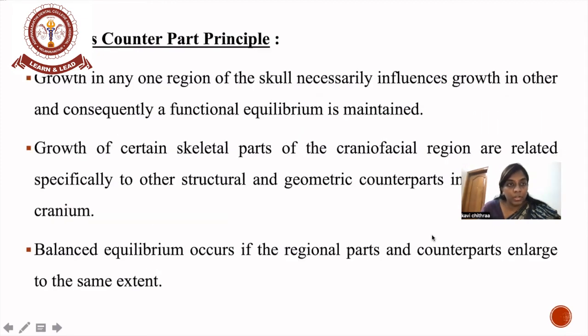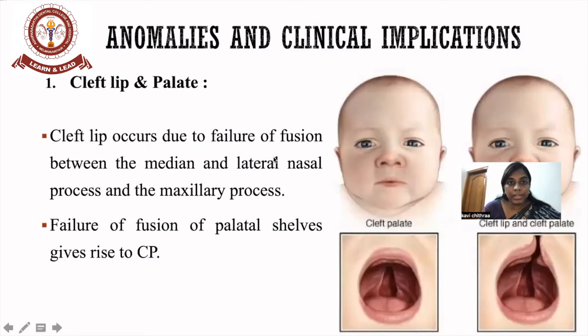Then Enlow gave another principle called the counterpart principle, where growth in any one region of the skull influences growth in another region, so that functional equilibrium is maintained. For example, if you take the maxilla and the mandible, based on the growth of the maxilla, the mandible also grows. Based on the growth of the cranial base, the maxilla grows. So this is the counterpart principle. Now we move on to the anomalies and clinical implications.